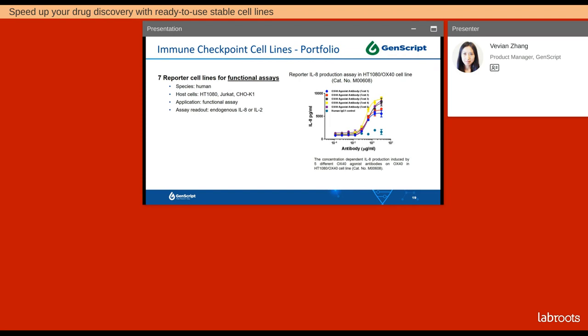On the right, you can see the reporter IL-8 production assay in the HT1080 OX40 cell line. In this case, the IL-8 is the assay readout. When the cell line overexpresses OX40, it's dosed with different levels of antibodies for the OX40. You can see increased expression of the IL-8 that is released into the cell culture medium, indicating the activation of the OX40 receptor.